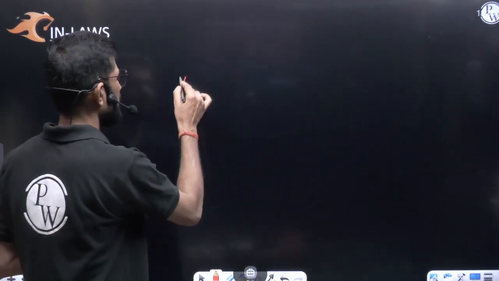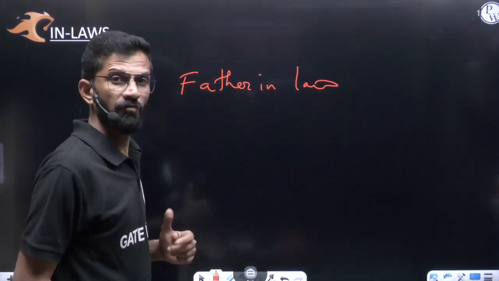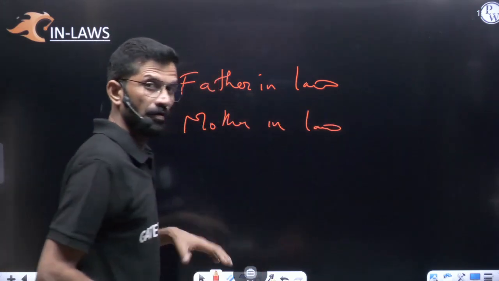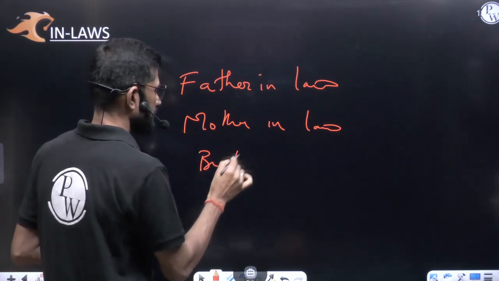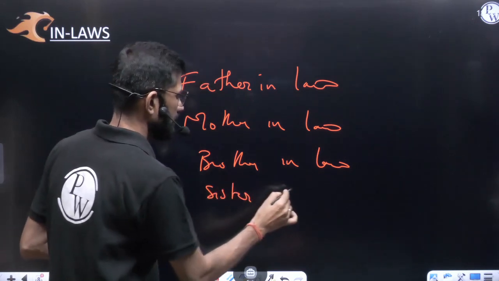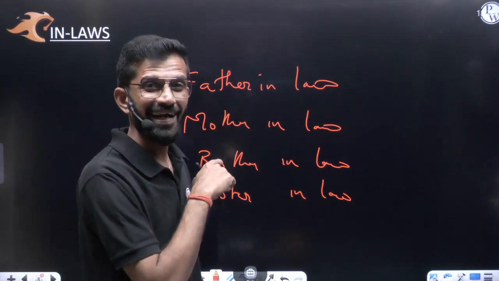Now in your generation who are there? Already we have discussed, brothers, sisters are there. No doubt, when I get married, definitely my in-law relation will be there. For example, my spouse, wife's father, what will I call him? Father-in-law. Wife's mother, obviously, mother-in-law. Wife's brother, brother-in-law. Wife's sister, sister-in-law. And wife's son is son. Don't go for son-in-law. And again, wife's daughter is daughter. Don't go for daughter-in-law.